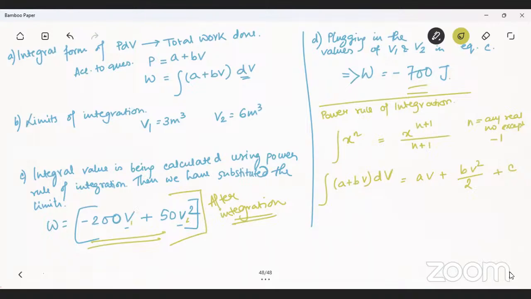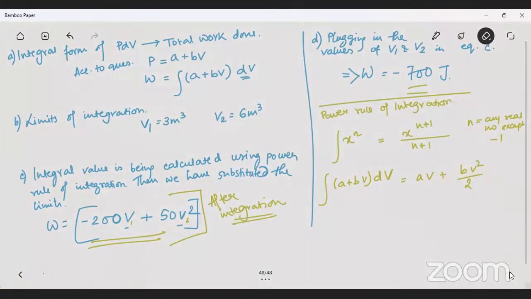However, since we are calculating the definite integral from V1 to V2, this C will be cancelled out. So here we will not write the C. But in your maths class, you will definitely write it, or else your teacher will scold me that I have taught integration without doing this. Is it clear up to this?